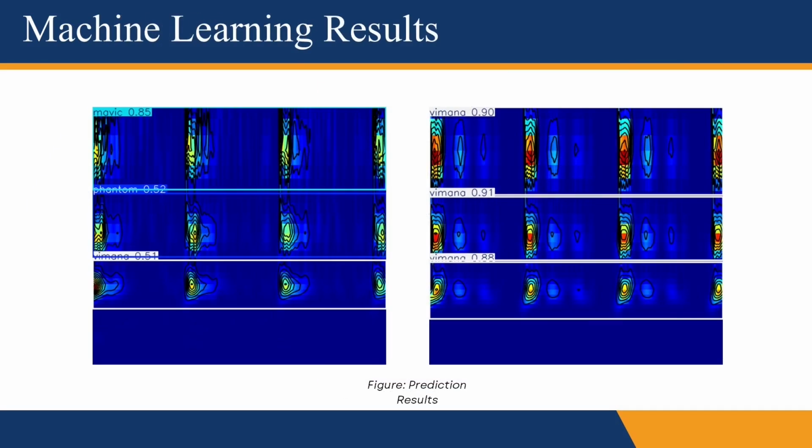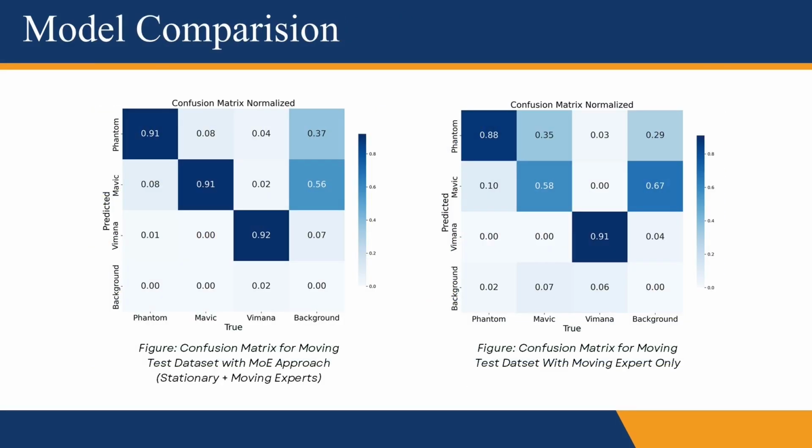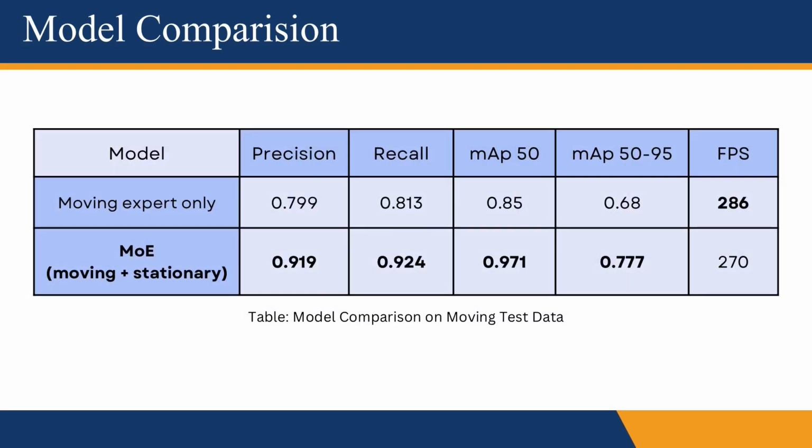These are some prediction results for multi-drone scenarios. Here, the confusion matrix for the moving test dataset is shown. The left figure displays output from our mixture of experts approach where both stationary and moving experts are used. The right side shows output from the model using only the moving branch. The results clearly demonstrate that our method outperforms the single expert approach. These metrics also show that the mixture of experts method performs better, although the FPS is comparatively higher.